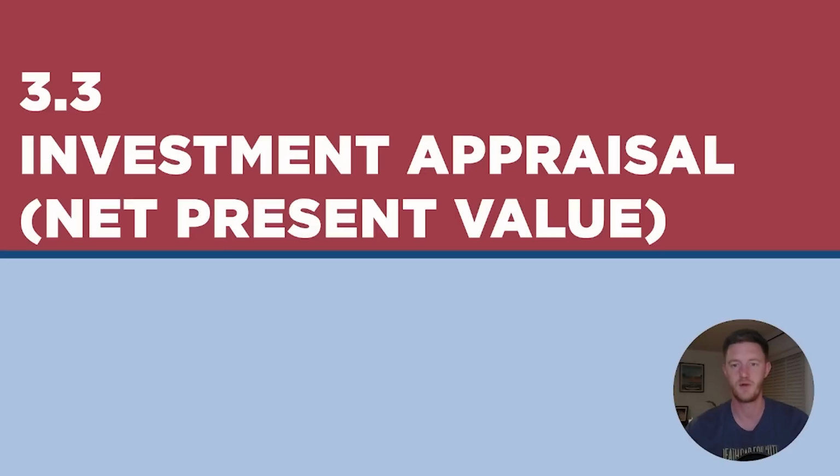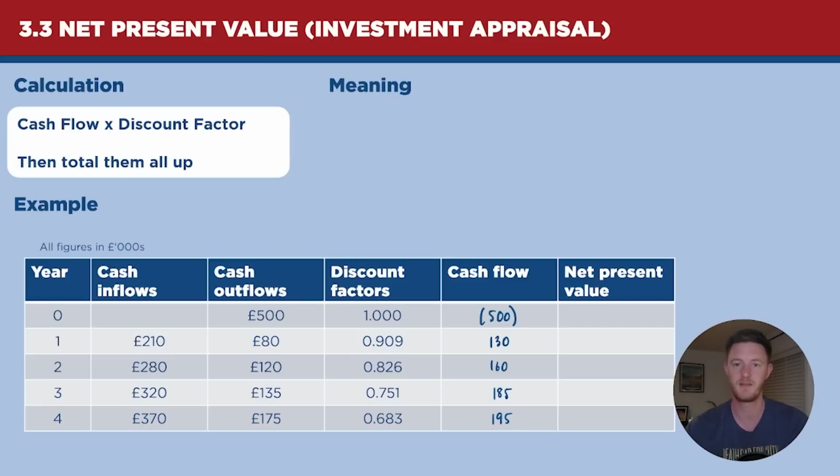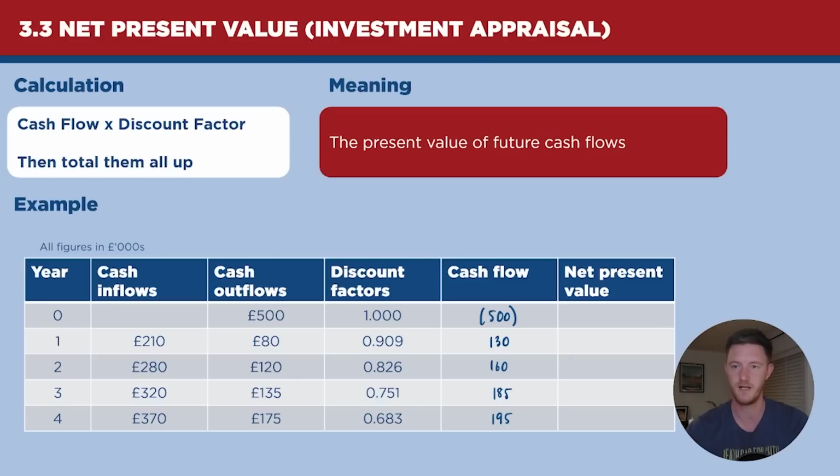And then the last one is net present value. I think concept-wise, this is probably the trickiest, but calculation-wise, it's not too bad. In some respects, it's the easiest one, actually. The calculation is the cash flow times the discount factor, and then you just total them all up. So I've swapped out our cumulative cash flow column for a net present value column. The meaning here is it is the present value of future cash flows.